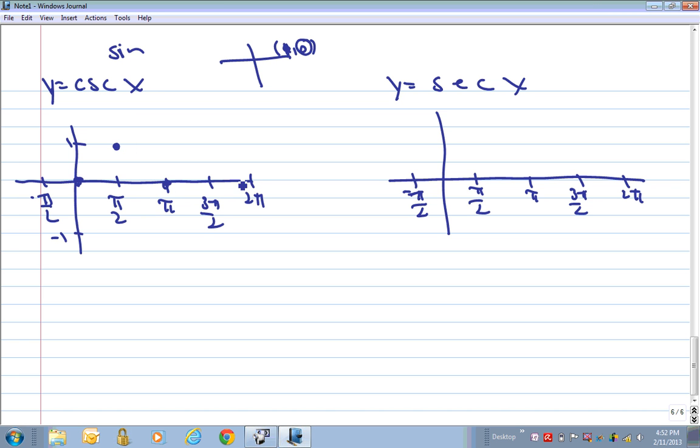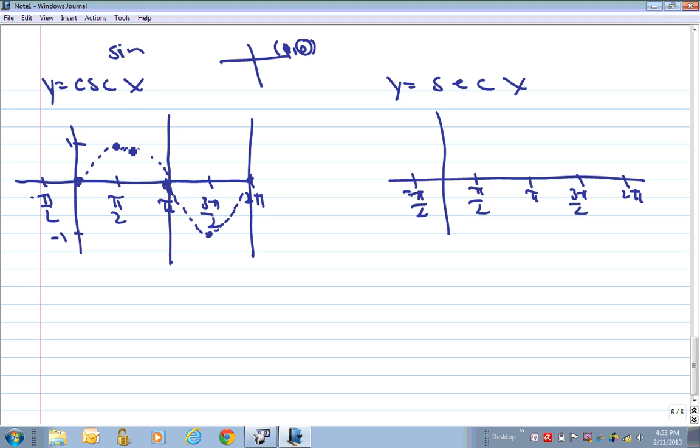Then at pi over 2 would be the top of the amplitude, or at 1. Pi, it would be back to 0. 3 pi over 2 to the bottom of the amplitude, or negative 1, and back to 0. So our sine graph, I'm going to dot it in, looks a lot like this. Cosecant and sine are reciprocals. So where they cross the axis, we're going to have asymptotes.